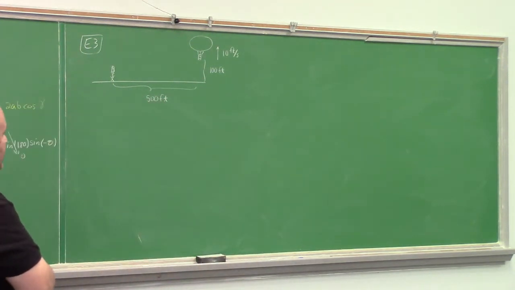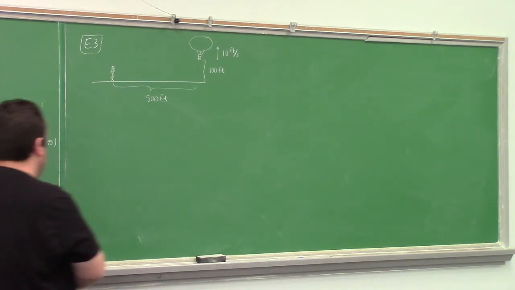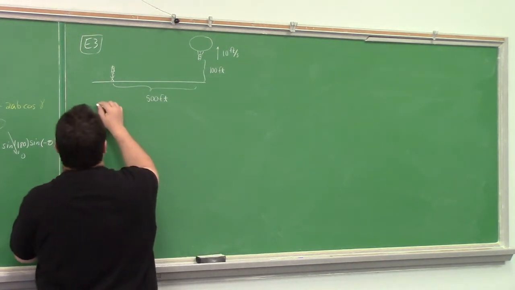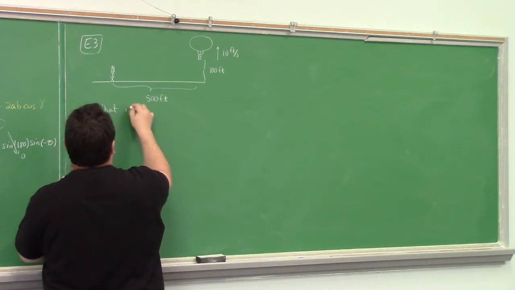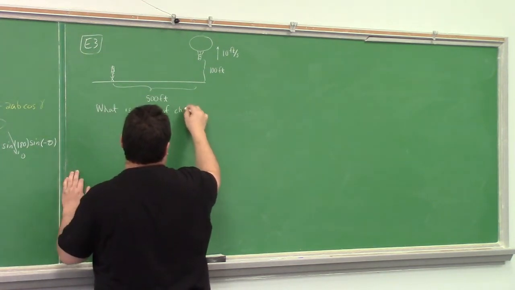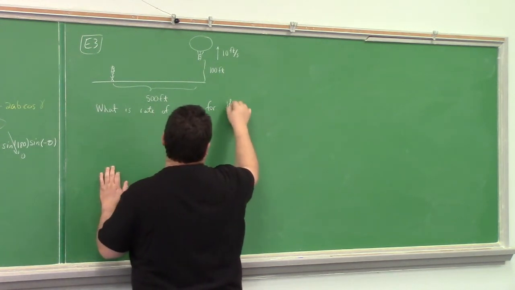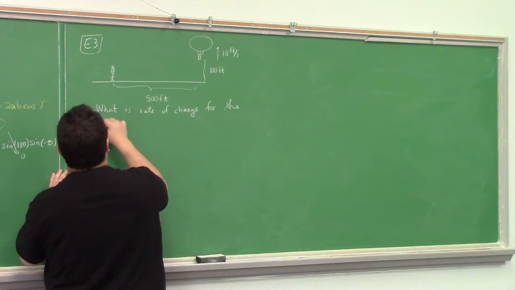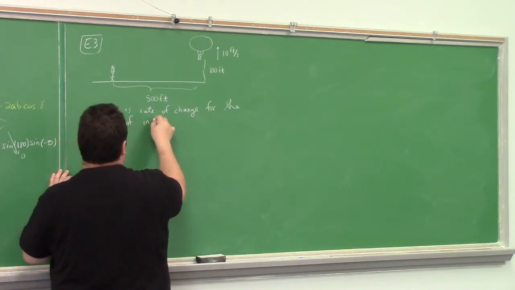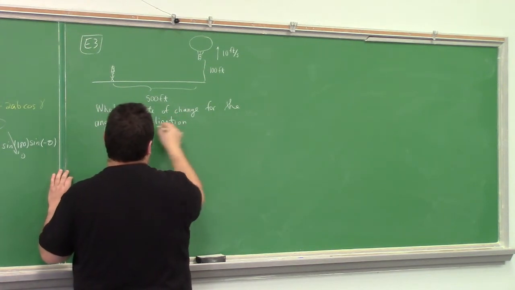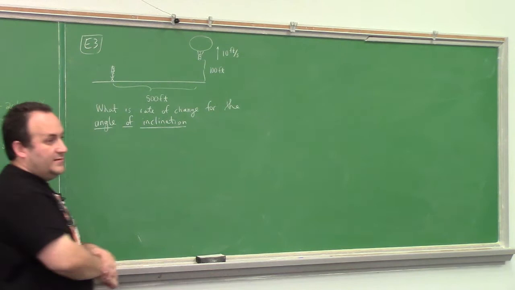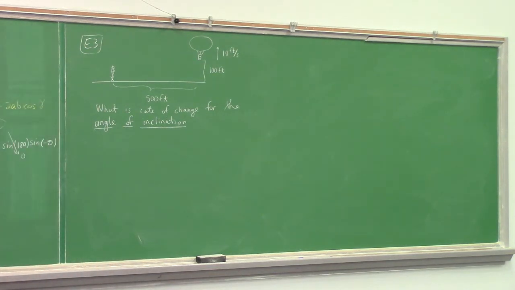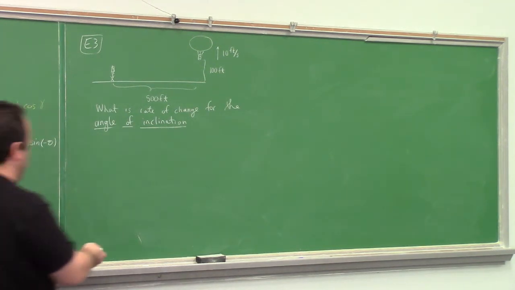Then the question is this. What's the rate of change of the angle of elevation of the balloon given this scenario? What's the rate of change of the angle of inclination? So what do we mean by angle of inclination? It's like the angle for an inclined plane. If you could imagine a hypothetical inclined plane that would ramp you up to the balloon, it would be the angle of that inclined plane. You could think of it that way, sure.